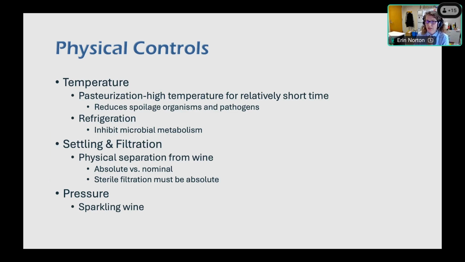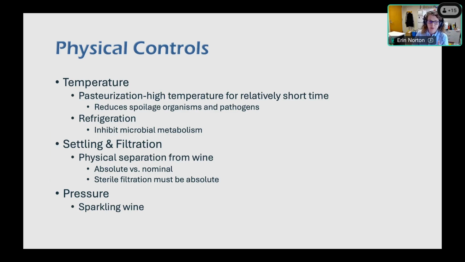It's usually high temperatures for a relatively short time, so you're not necessarily completely sterilizing with pasteurization. That's the aim, though: you want to sterilize as much as possible without deteriorating the quality of the product.